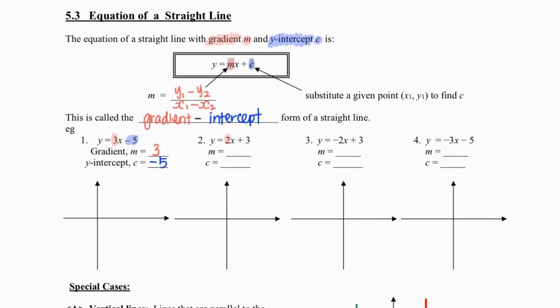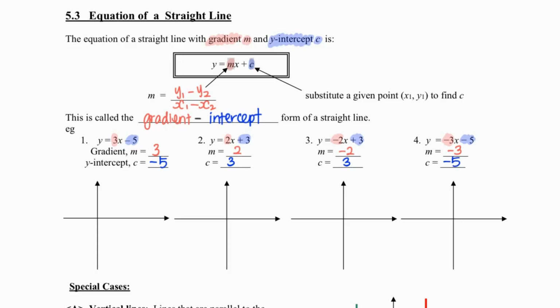Let's continue. This will be 2 for the gradient, positive 3 for the y-intercept. Negative 2 for the gradient in this case, positive 3. Negative 3 for the gradient, negative 5 for the y-intercept.